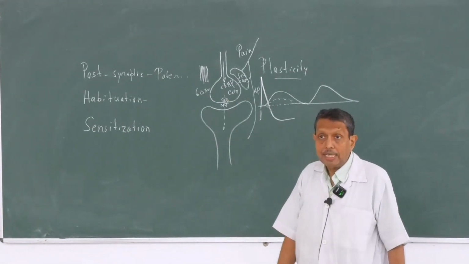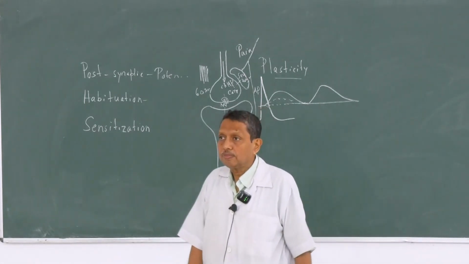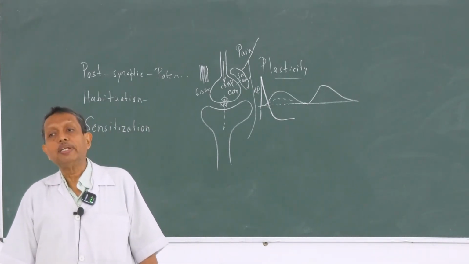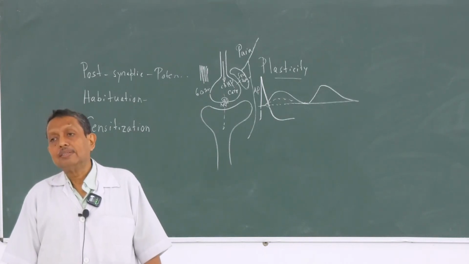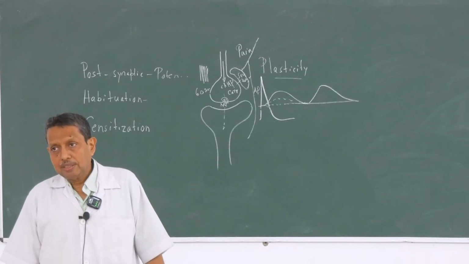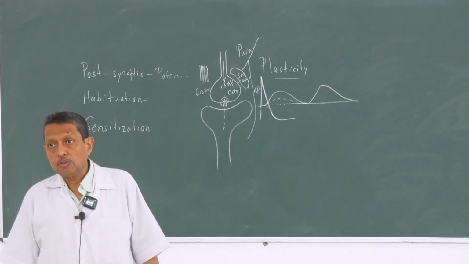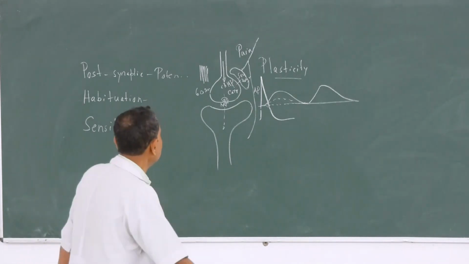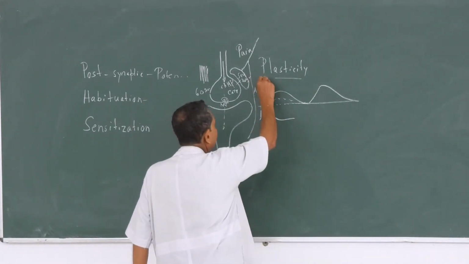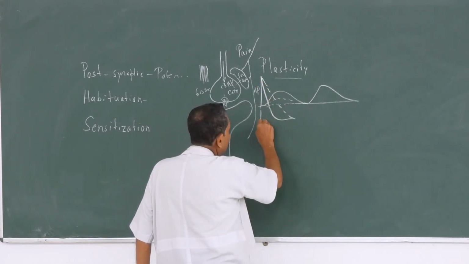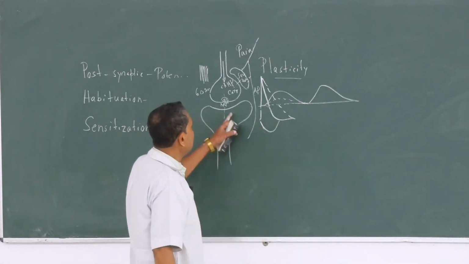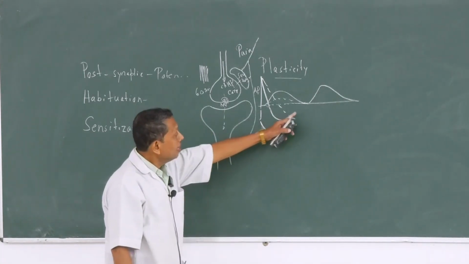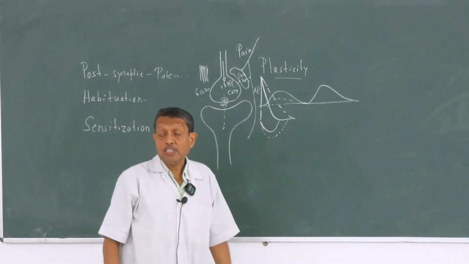Whenever there is production of cyclic AMP, there is activation of kinases. The kinase activated by cyclic AMP is called protein kinase A, and it can phosphorylate the potassium channels. So the exit of potassium is reduced, and there is increase in the duration of the action potential. So more calcium ion is liberated, and it is the presynaptic facilitation.